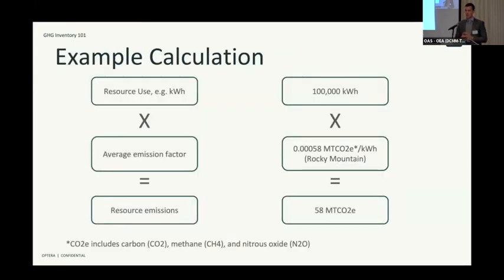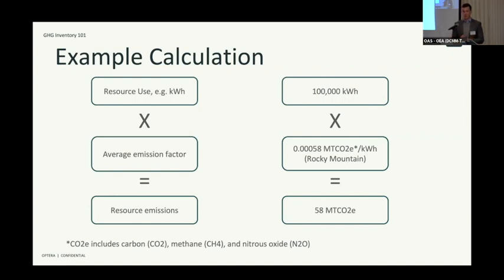All right. We've gotten our resources. We've collected our activity data. We've applied or gathered emissions factors. Now it is pretty basic math. We take our resource use, we multiply by our emissions factor, and we produce our emissions. As you see in the example here, 100,000 kilowatt hours multiplied by our emissions factor, CO2e, carbon dioxide equivalent per kilowatt hour consumed, produces 58 metric tons of CO2e for that given period, for that year, let's say.